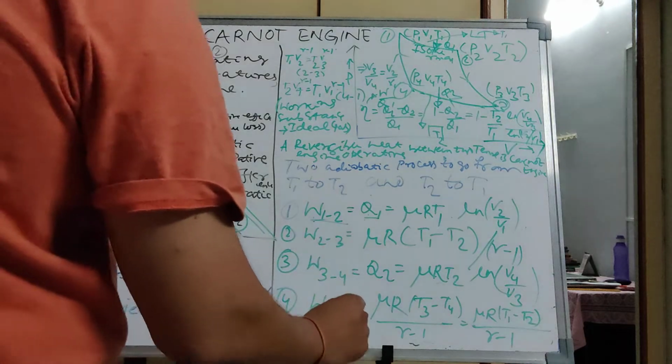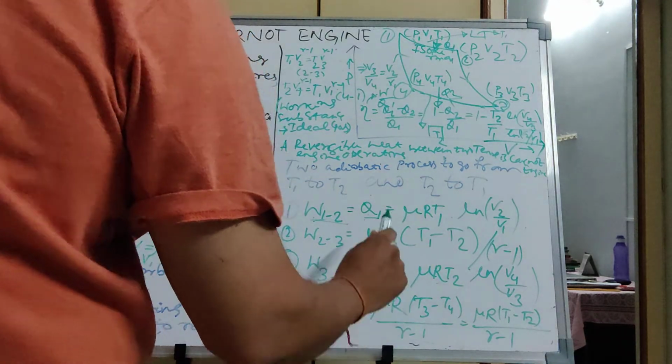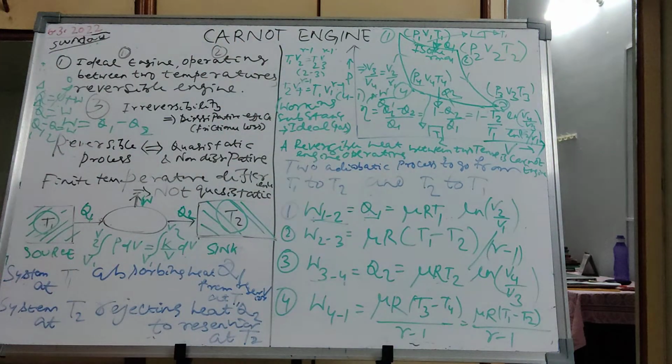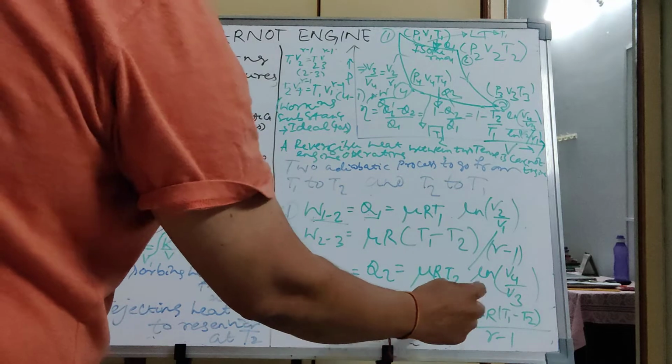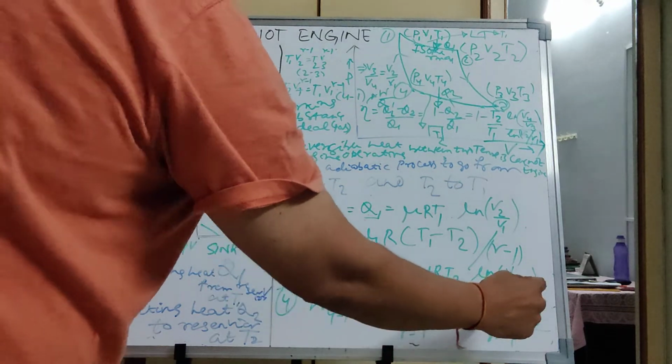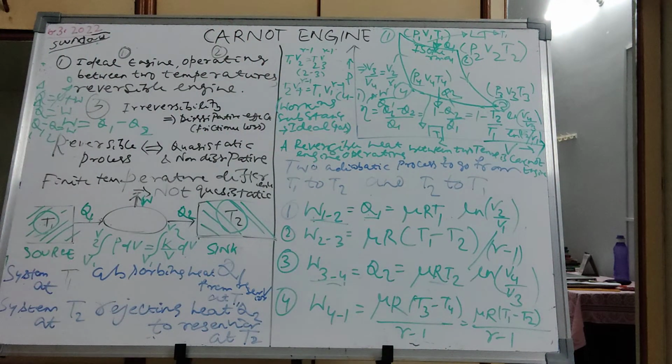Similarly, for the other isothermal process, that is 3 to 4. That is the other isothermal process. There are 4 processes happening. For the other isothermal process, the work done is nu R T2 ln V4 by V3. Okay. So that is the other work done.